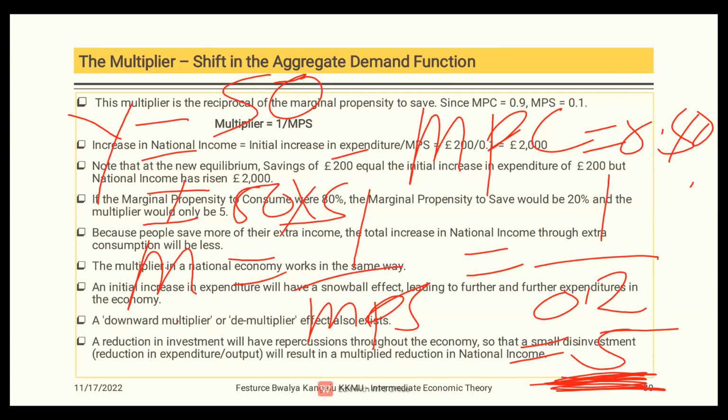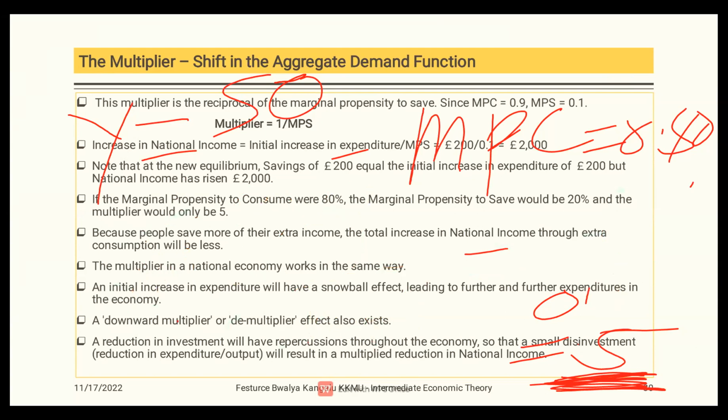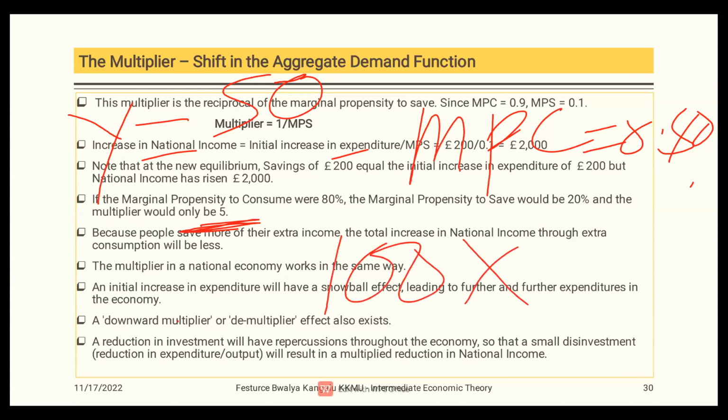So if you're asking what will be the change in income if your investment increased by 100 kwacha, and your multiplier you have already calculated to be 5, you just take the change in investment. The change in investment is 100 times the multiplier, which is 5. And that gives us 500. So our national income will become 500.